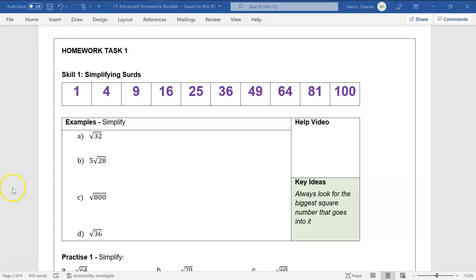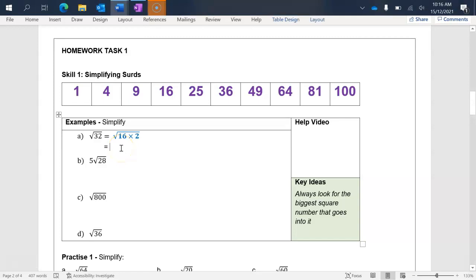So our first step when simplifying a surd is to look at the surd and try to find the largest square number that goes into it. So for example, with 32, 4 goes into it. 16 also goes into it. So if you want to make your life easier, you choose the largest one. So the first thing I'm going to do is rewrite 32 as 16 times 2.